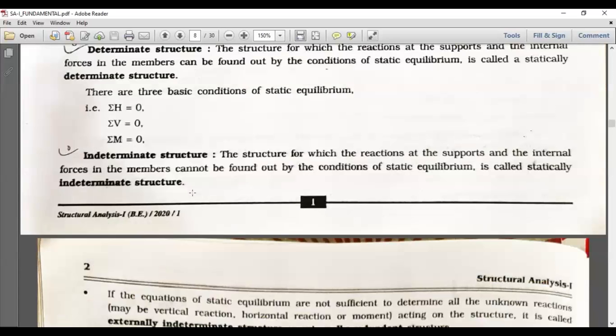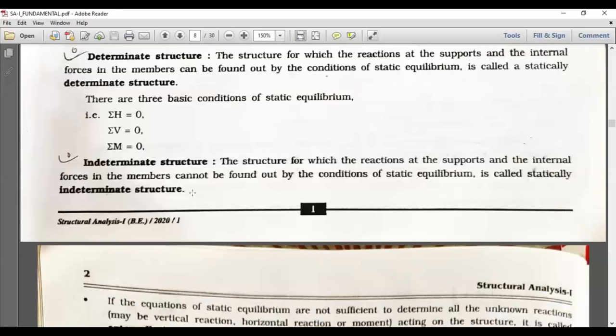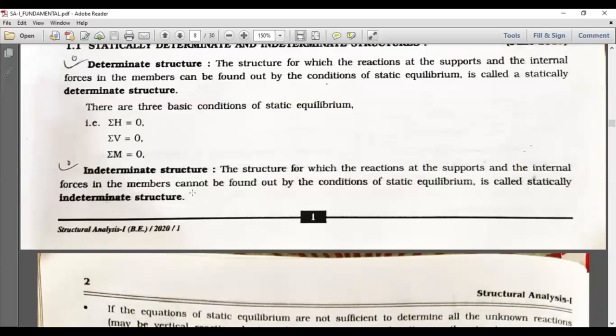Indeterminate structure: the structure for which the reactions at the support and the internal forces in the members cannot be found out by the conditions of static equilibrium is called a statically indeterminate structure. There is a similar definition but with a little change. Let us revise it. The structure for which the reactions at the support and the internal forces in the members cannot be found out by the conditions of static equilibrium is called a statically indeterminate structure.